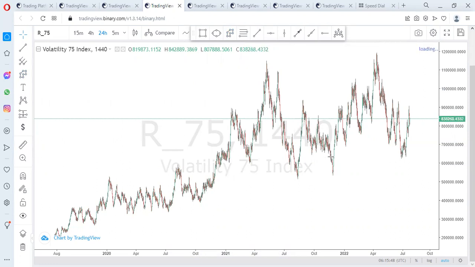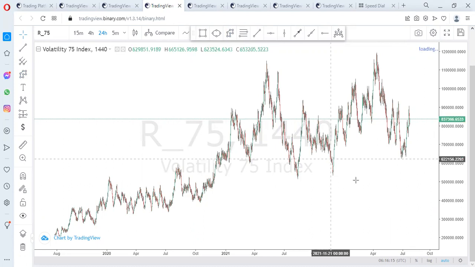But irrespective of what the higher time frame is saying, you can catch trades to either side, as the case may be. But it's good to know the order flow of the higher time frame, which we have clearly seen, that VIX 75 has been on an upward trend.